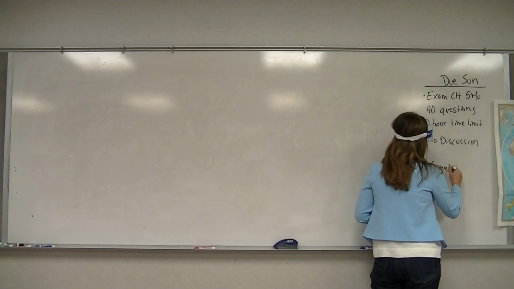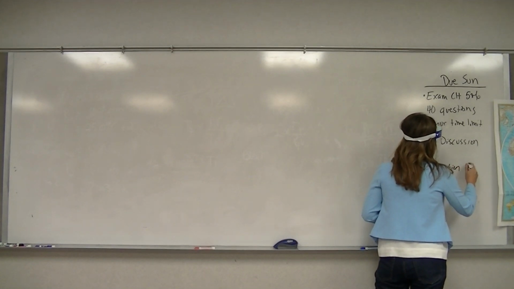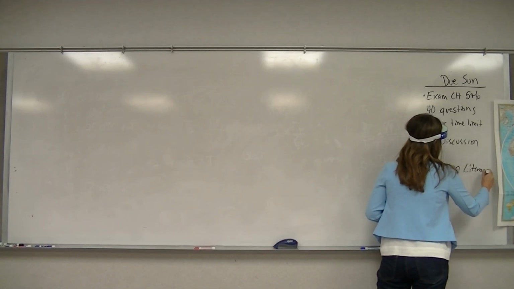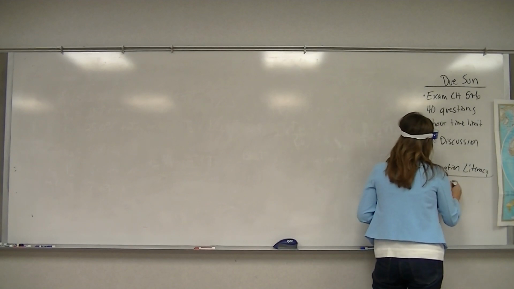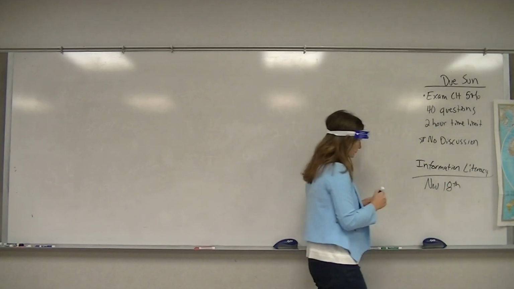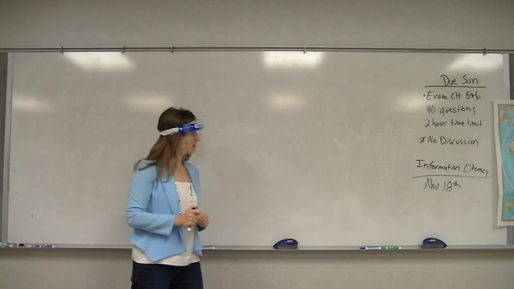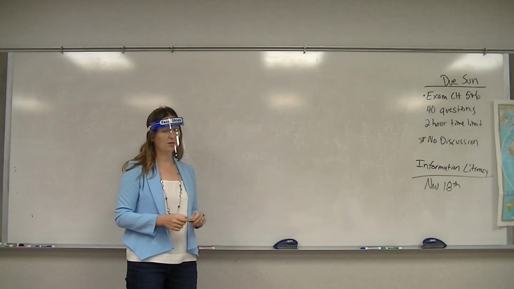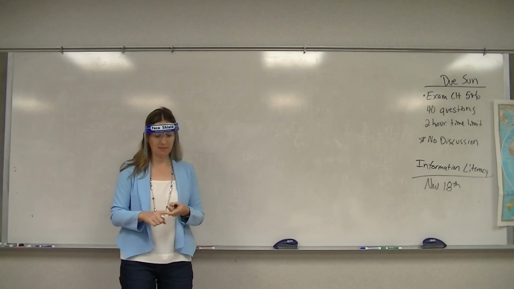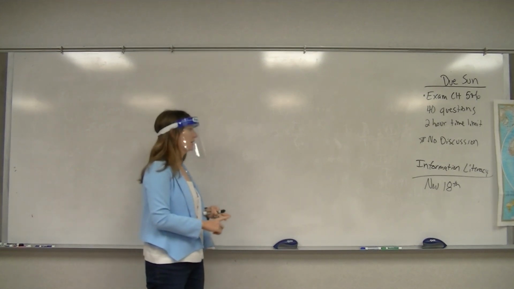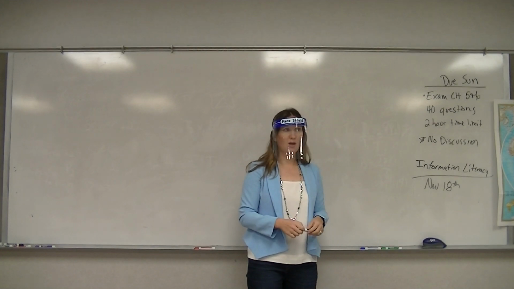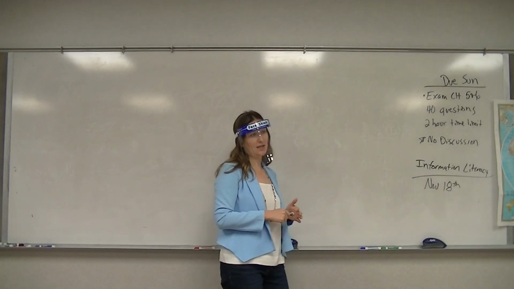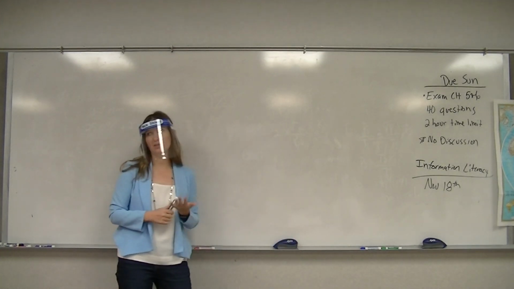Information literacy is due November 18th. It is a 500-word paper. It can be in MLA format or APA format. It's really only going to be about 3 pages long, not including your reference page. So whatever format you choose, stick with that format.